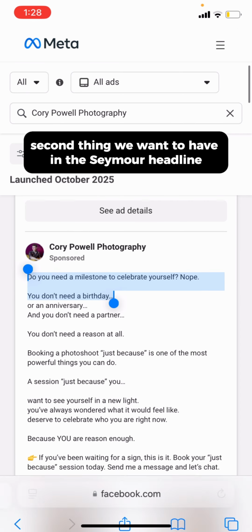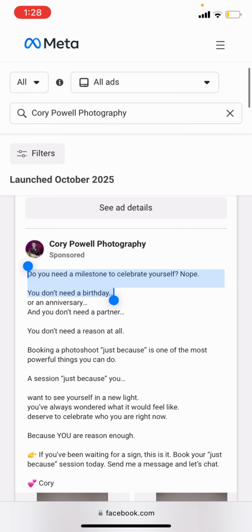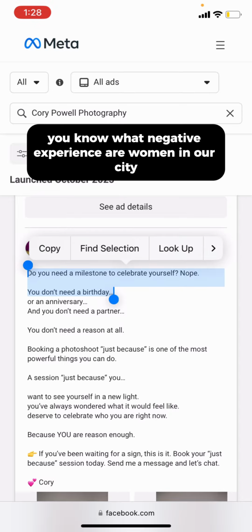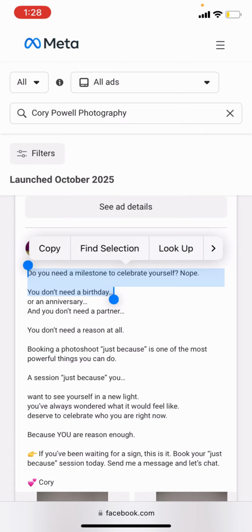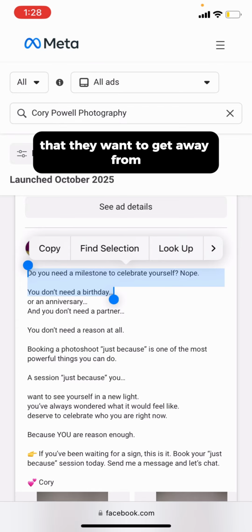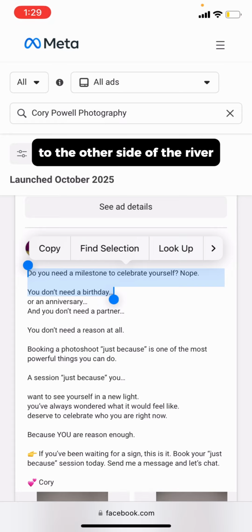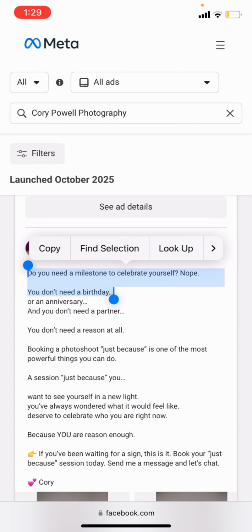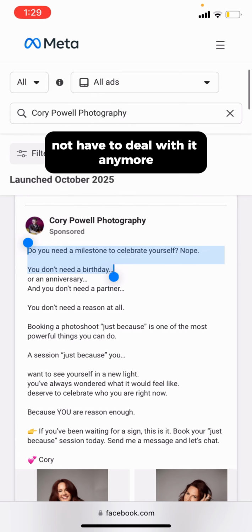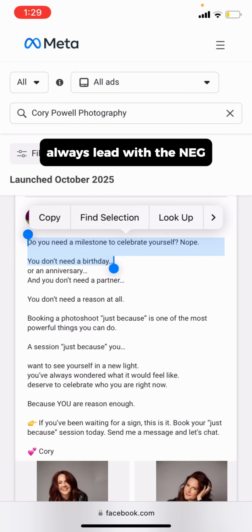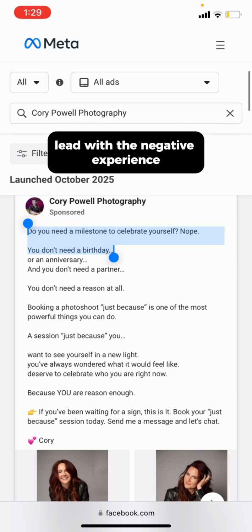Second thing we want to have in the see more headline is a neg. Basically a negative experience. So we'd say, what negative experience are women in our city going through that they want to get away from? Kind of like they're on riverbank 1, one side of the river, and they just want to get over to the other side of the river, riverbank 2, just to get away from this negative experience, not have to deal with it anymore. And we always, always, always lead with the negative experience.